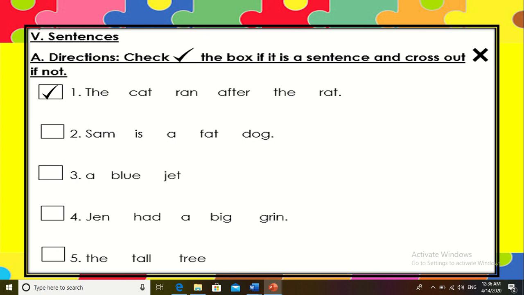Are you done answering, KGs? Is it hard or easy for you? Very good. It's very easy for all KG3s. So number 2 is a sentence. Number 3 is not a sentence. Number 4 is a sentence. And number 5, not a sentence. Did you get all of them correctly? Wow, excellent, KGs.